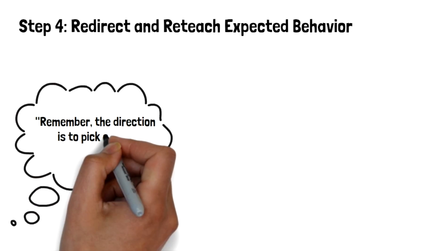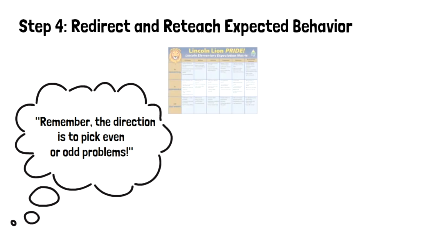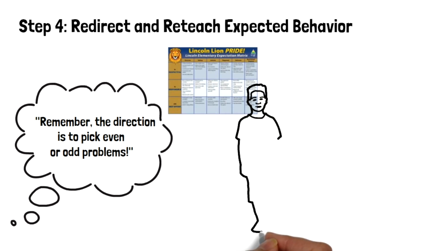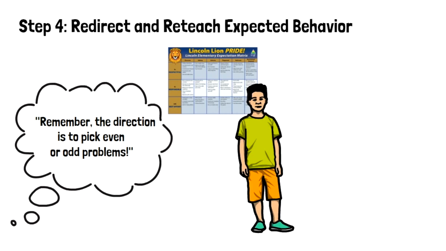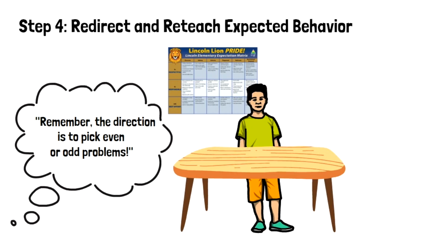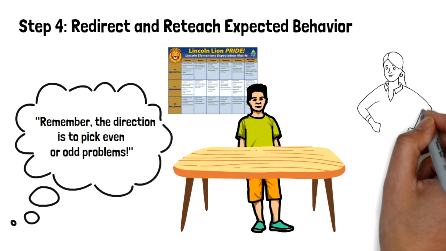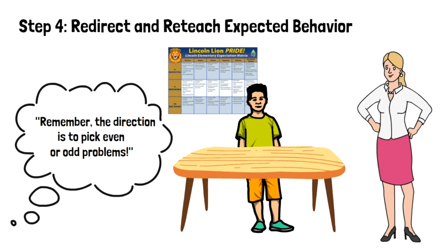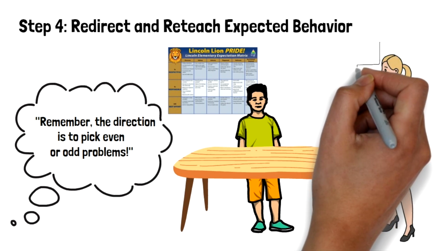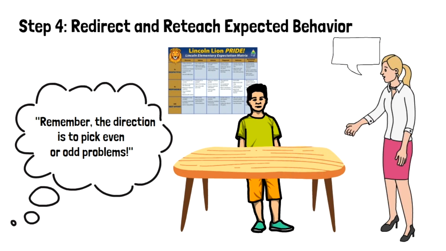Step 4. Redirect and reteach expected behavior. When redirecting and reteaching expected behaviors, avoid long, drawn-out explanations. Being wordy can make the student feel like they are being lectured or called out in front of their friends. Part of responding respectfully to challenging behaviors is setting a student up for success, not embarrassment, by giving them the guidance they need to move forward without a power struggle. Instead, politely redirect the student to the task at hand. Remind the student of what needs to be done and provide a brief, clear reteaching of the expected behavior.